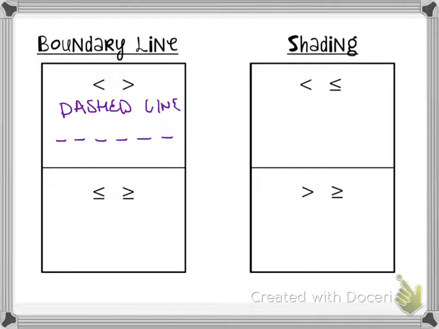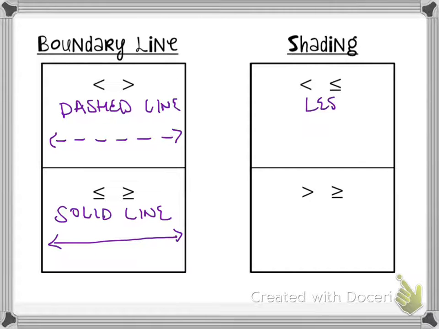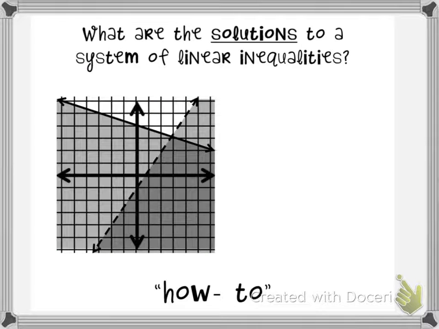Then we also have solid lines, which have the less than or equal to or greater than or equal to. Then shading: with less than or equal to, for example, we know that that is shaded below. And then greater than or equal to is shaded above. Okay, just some things to remember.